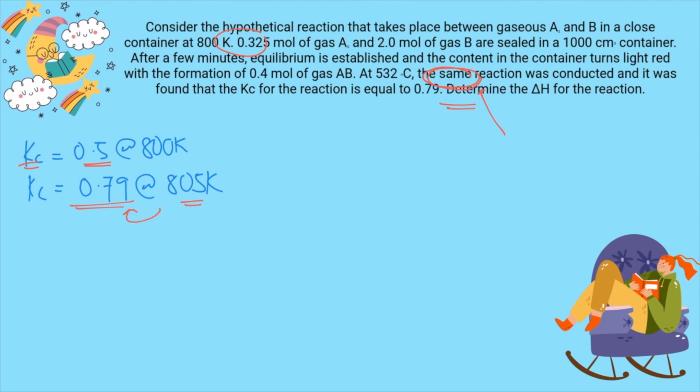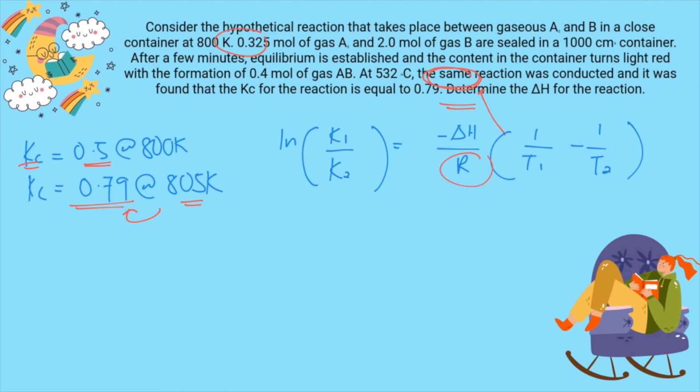From here, how you're going to get your delta H is by using the formula ln K1 over K2 is equivalent to negative delta H divided by R times 1 over T1 minus 1 over T2. So we need to plug in all the values here. The value of R is a constant, and we already know the temperatures T1 and T2, and also the values of K1 and K2.